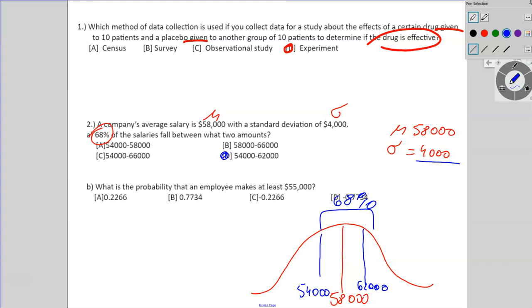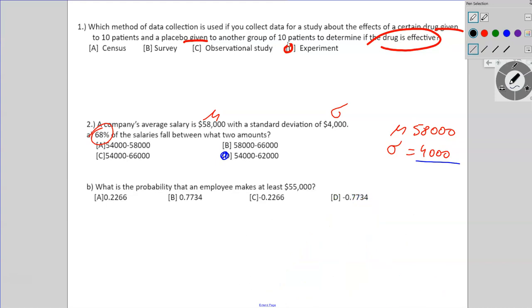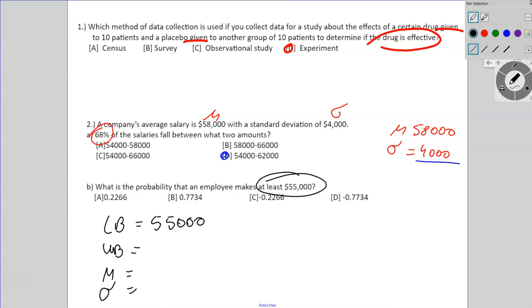Okay. Now, what is the probability that an employee makes at least 55,000? Well, I can look at my graph and see that 55,000 is somewhere in between, so I cannot use the empirical rule anymore. I have to use my calculator. I need my lower bound, upper bound, my mu, and my standard deviation. The minimum the employee has to make is 55,000, so that is my lower bound. If we don't have an upper bound, we use 1 million. My mu is 58,000, and my standard deviation is 4,000.